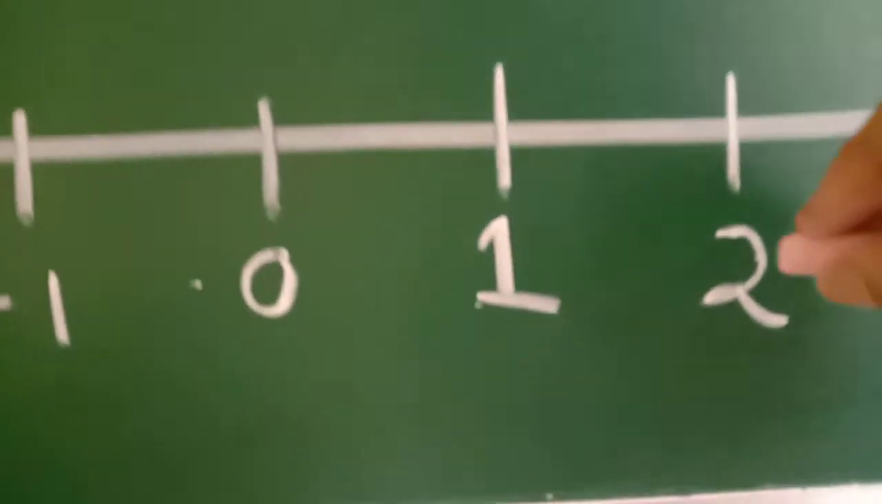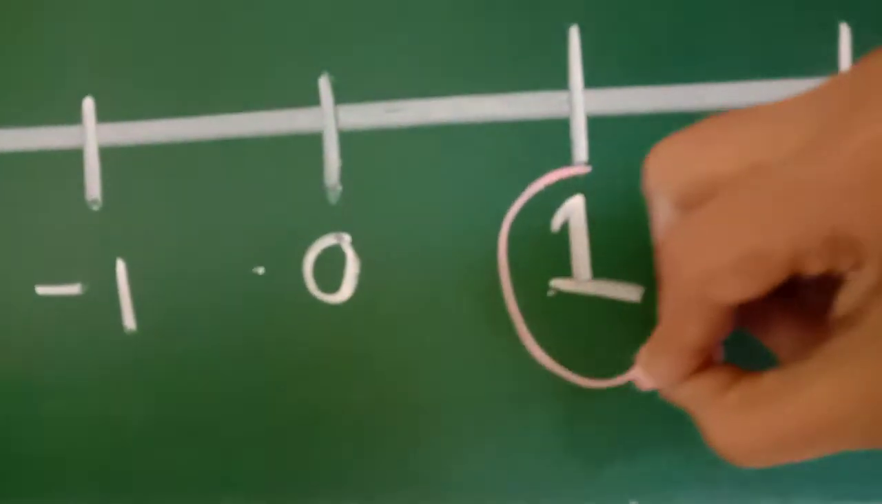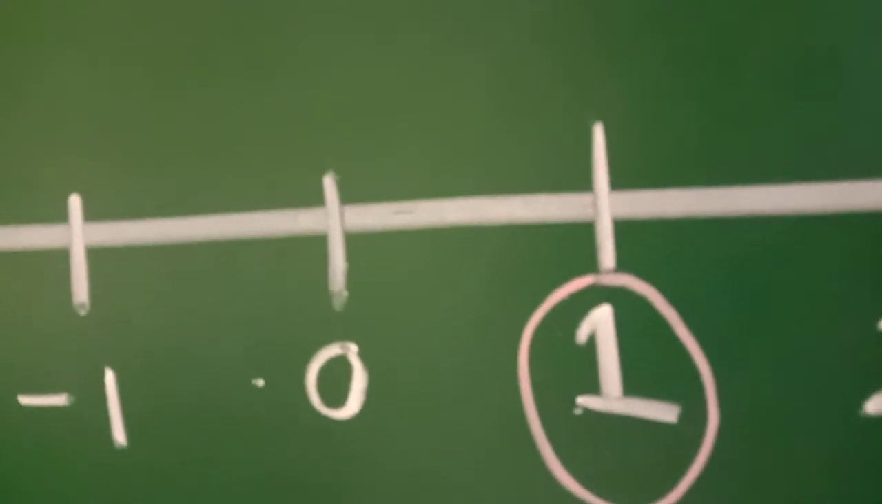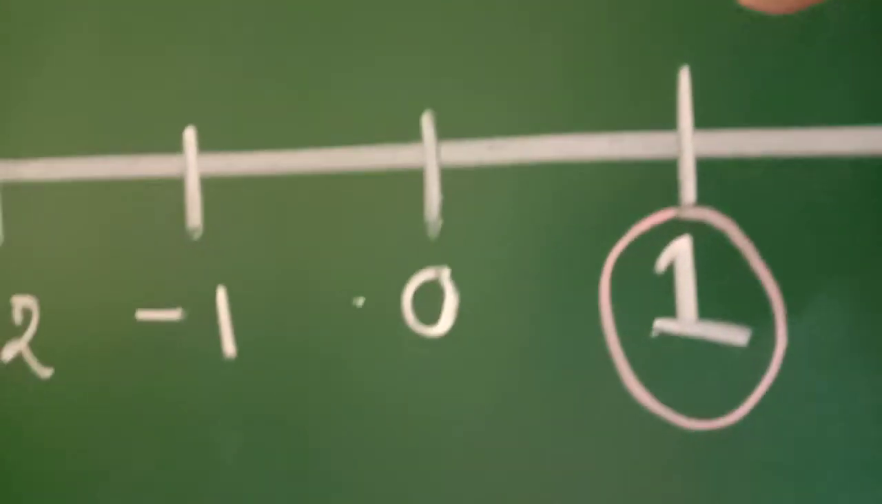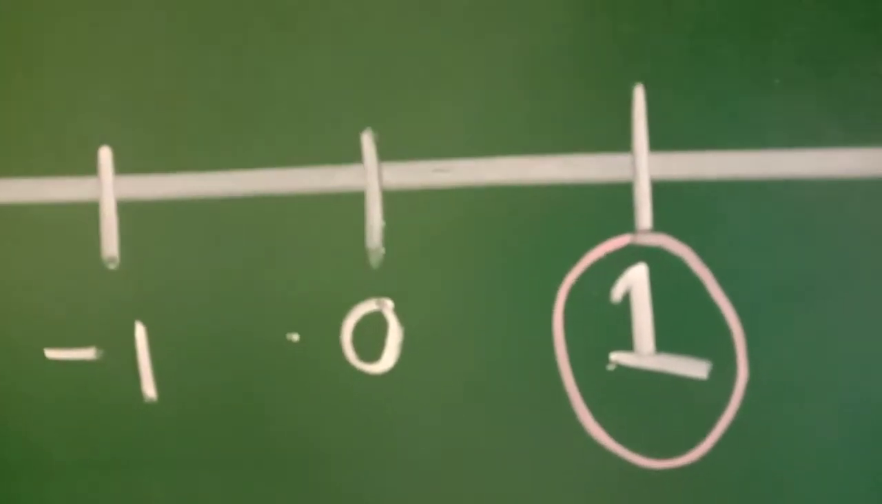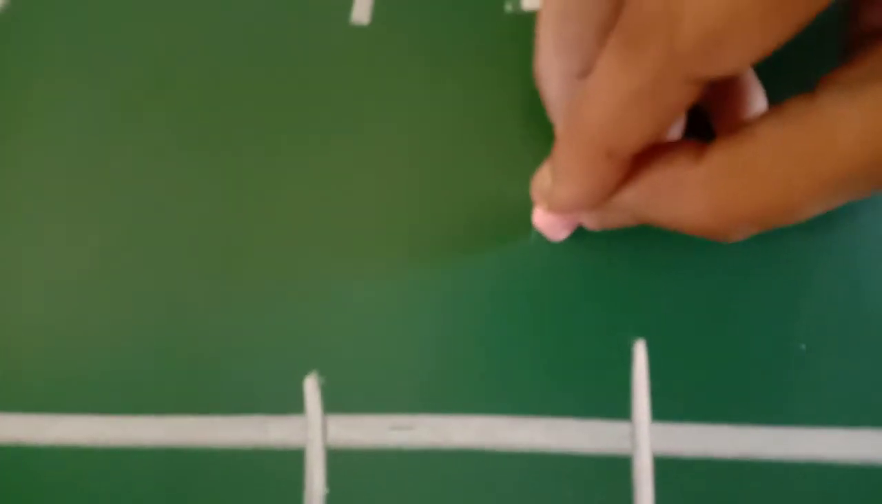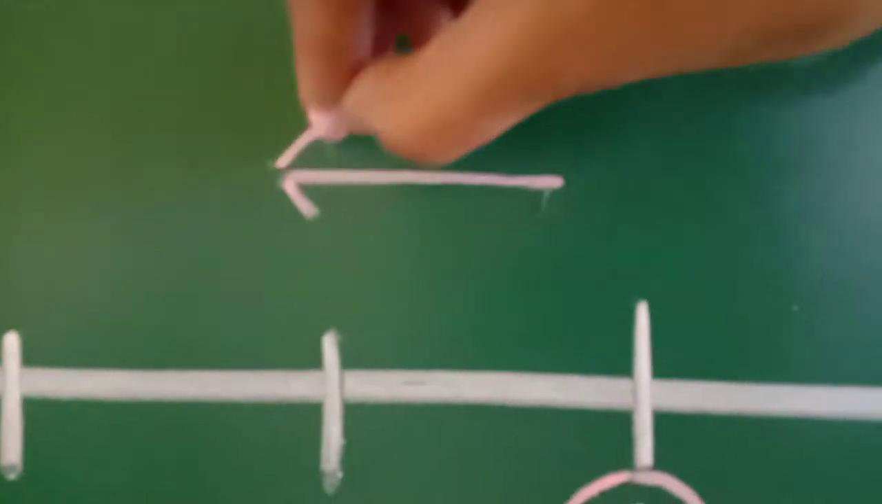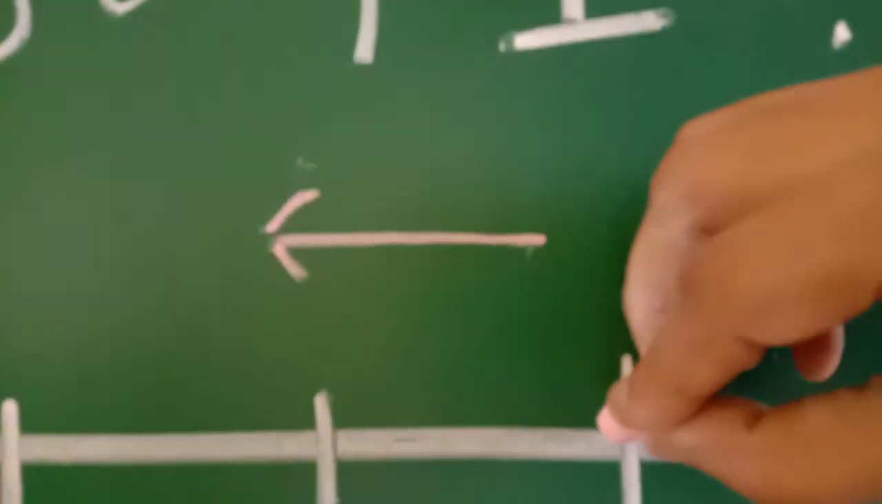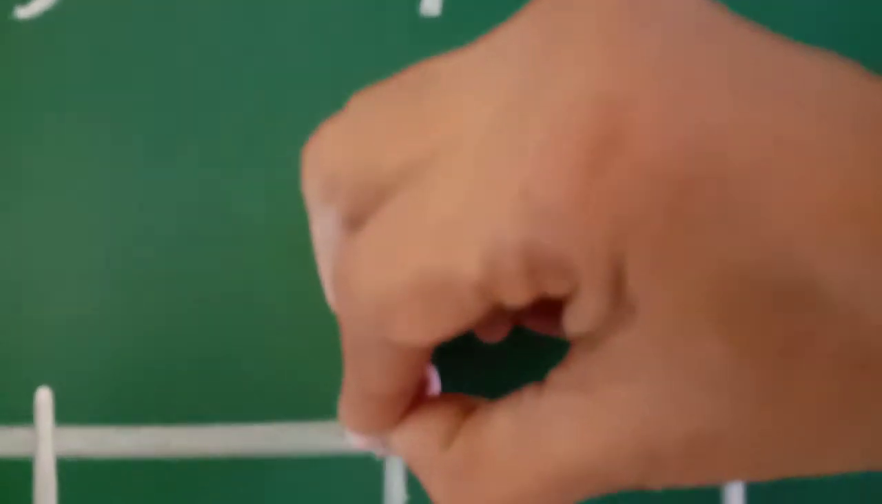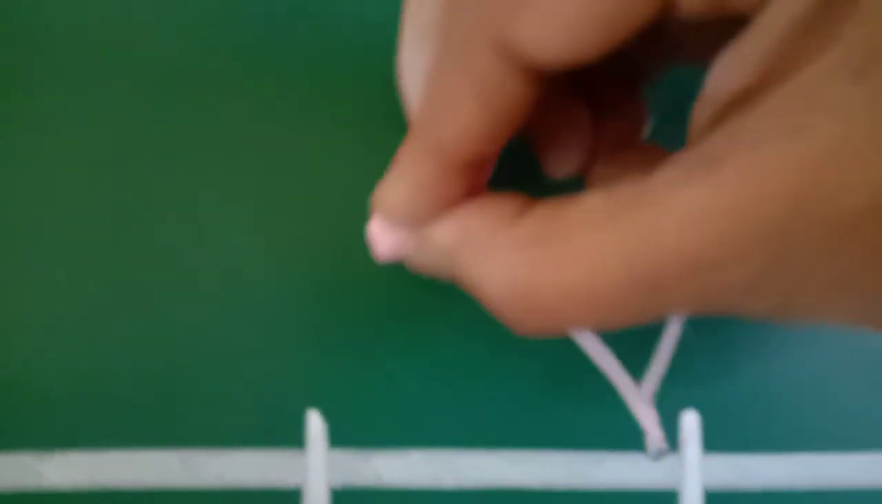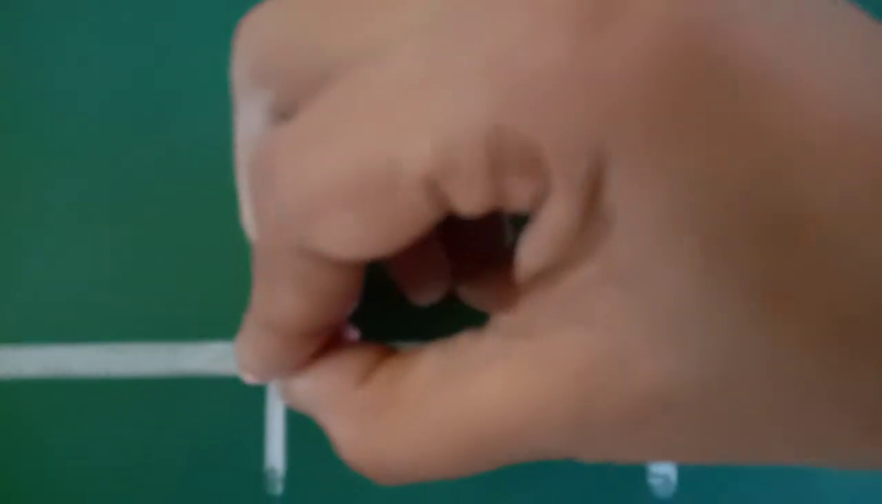From 1, where is our 1? This is our 1, positive 1. From 1, you have to move how many numbers? 5 numbers to the left. To the left means you have to go in this direction. To the left. 1, 2, 3, 4, 5.